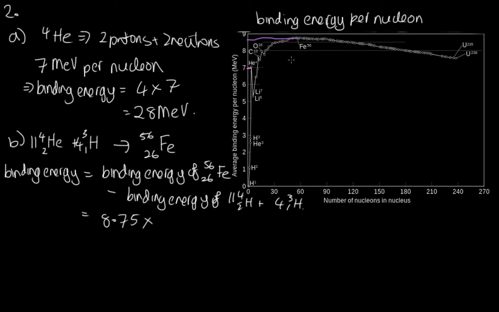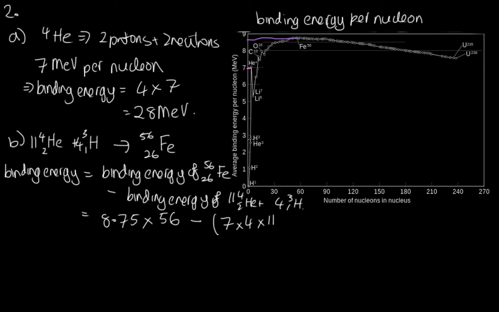And we have 56 of those nucleons. And then we have to subtract off these. So with this, this is the helium here. So the helium had 7. And there are 4 times 11 of those nucleons.